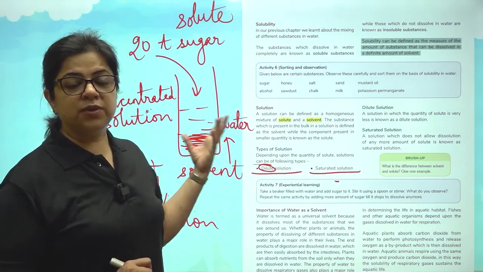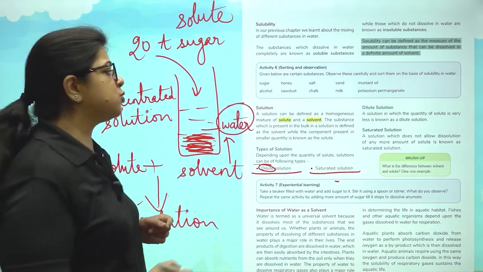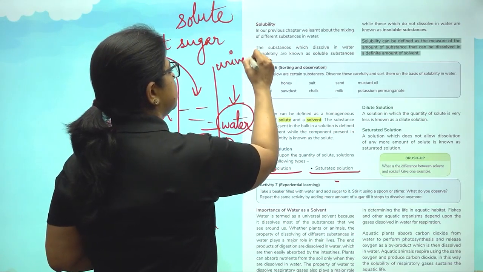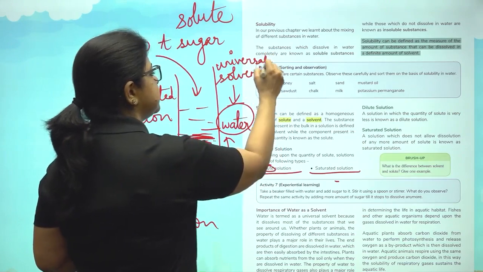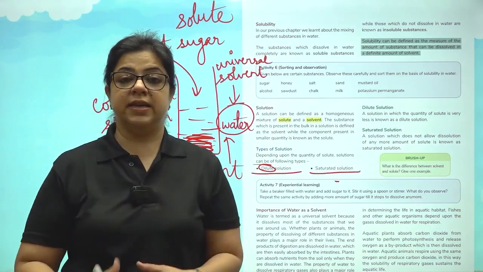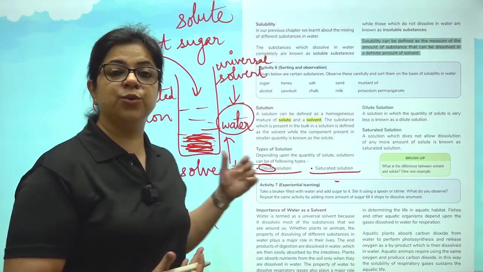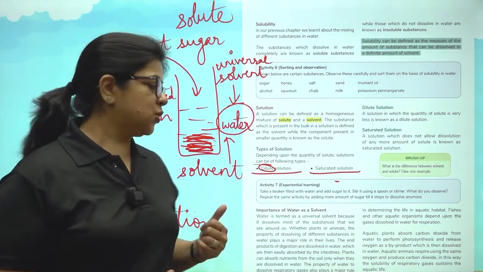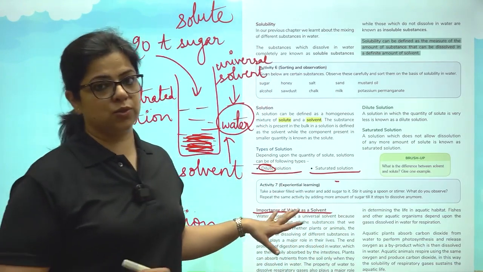Now, as we know that we made this solution in water, it is important for us to understand that water is known as a universal solvent. That means many things around us, solids, liquids and gases, dissolve easily into water. That is why it is known as universal solvent. And that is why water is very important as a solvent.